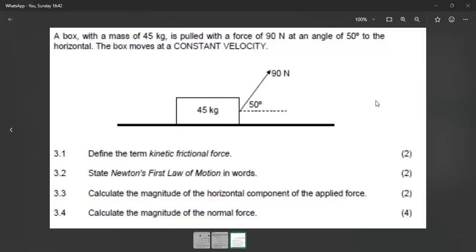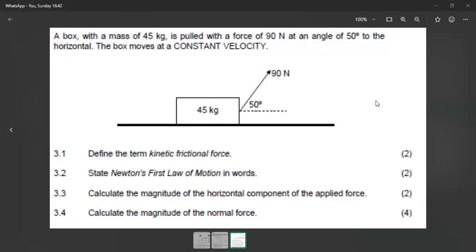So let's say you're seated peacefully in the exam, minding your own business, and they decide to ask you a situation like this one. It says a box with a mass of 45 kg is pulled with a force of 90 newtons at an angle of 50 degrees to the horizontal. The box moves at a constant velocity.